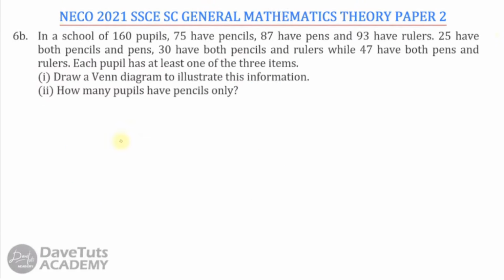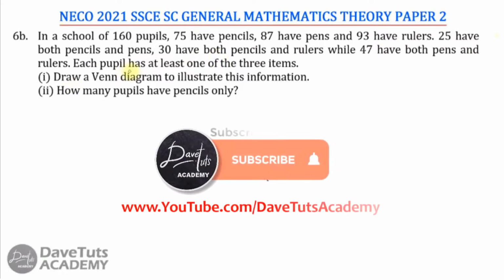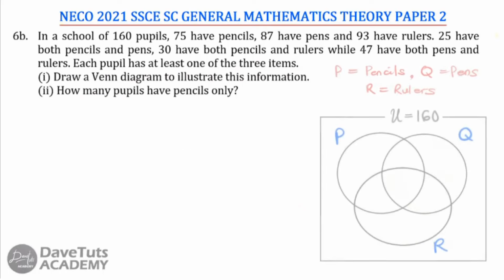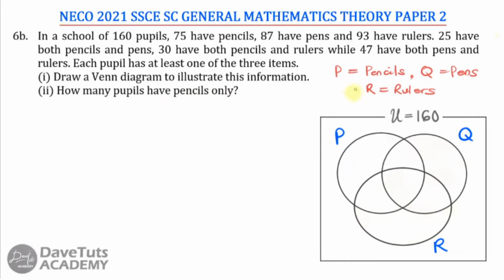Alright. We have this question on set theory with Venn diagrams, and we're told that in a school of 160 pupils, 75 have pencils, 87 have pens, 93 have rulers, 25 have both pencils and pens, 30 have pencils and rulers, while 47 have both pens and rulers. Each pupil has at least one of the three items. Our mandate is to first draw the Venn diagram to illustrate this information, and then to find how many pupils have pencils only. For this question, we are going to be using P as our pencils, Q as our pen, and R as our ruler.